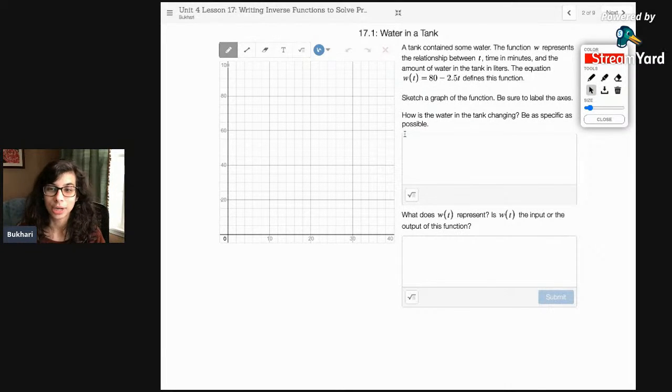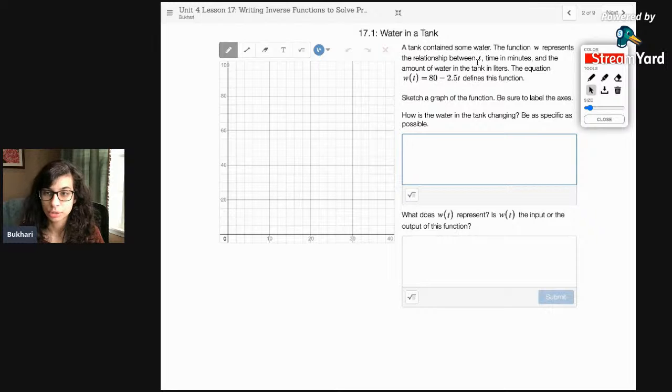Going back to lesson 1, how is this water in the tank changing? Be as specific as possible. What is the initial amount in the tank? How is it decreasing each time? How is it increasing each time, right? Think what is actually happening here. So first sketch your graph.